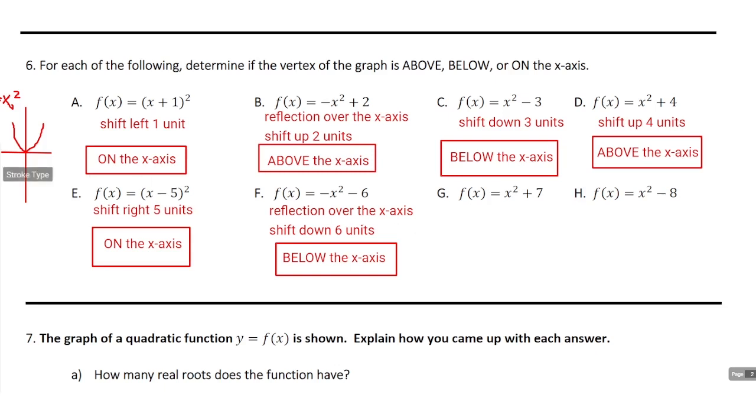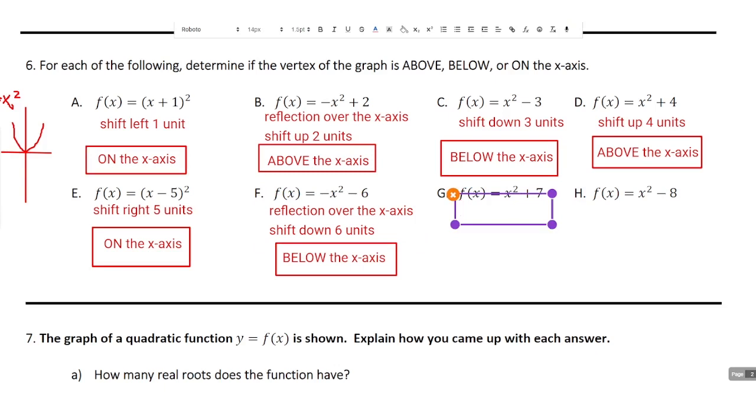Letter G is x squared plus 7. Whenever you're adding a constant like on C or D, that's going to cause a vertical shift either up or down. And since it's plus 7, that's going to be a shift up 7 units. And so this graph, or specifically the vertex, will be above the x-axis.